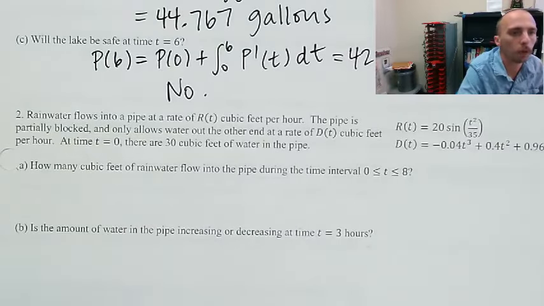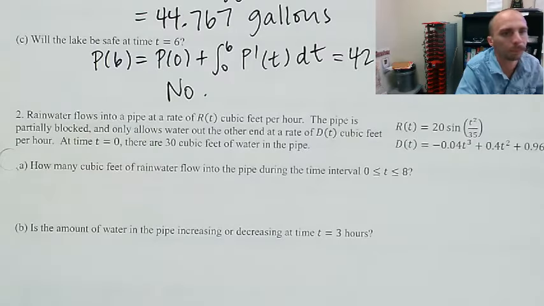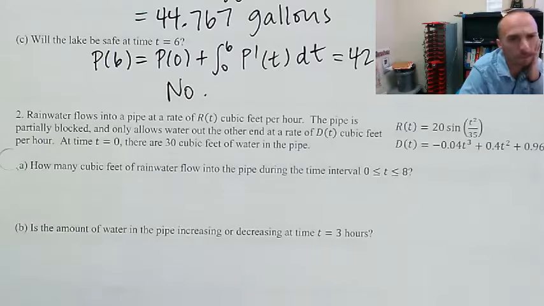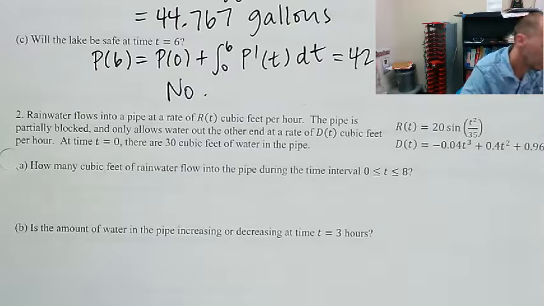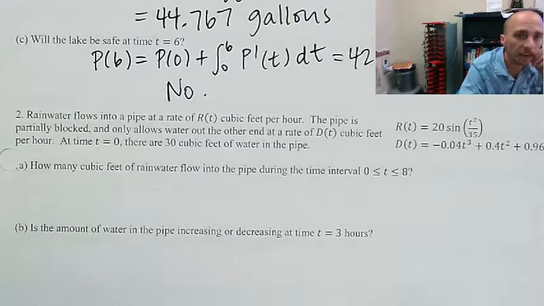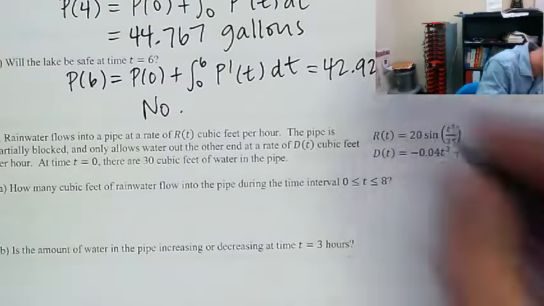All right, rainwater flows into a pipe at a rate of R of T cubic feet per hour. The pipe is partially blocked and only allows water out the other end at a rate of D of T cubic feet per hour. At time T equals 0, there are 30 cubic feet of water in the pipe. So how many cubic feet flow in? That's the total in we would get by integrating rate in.